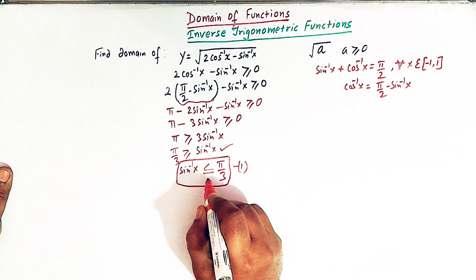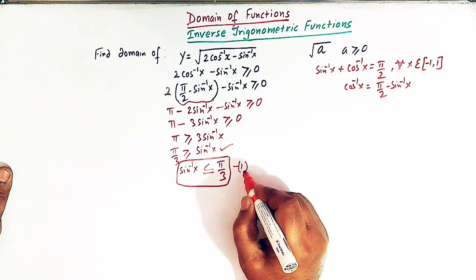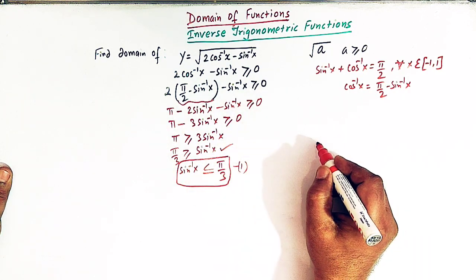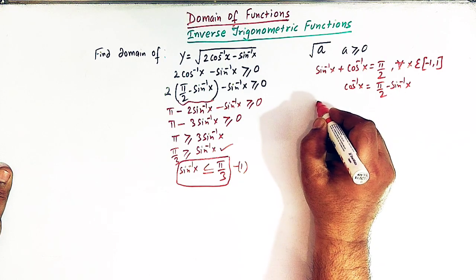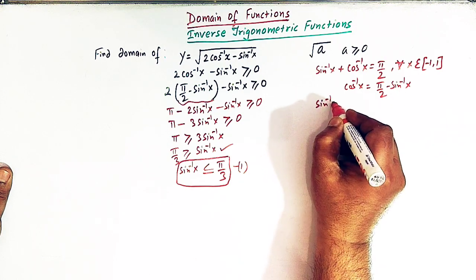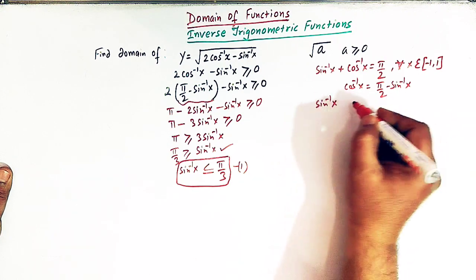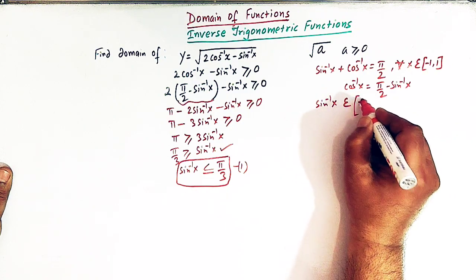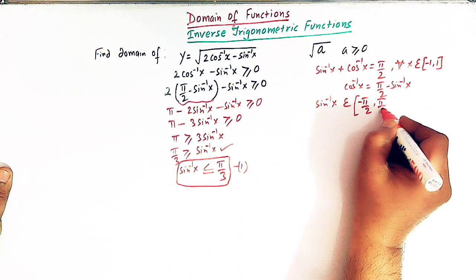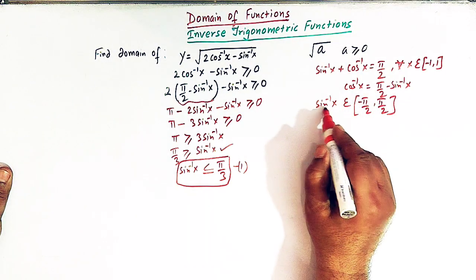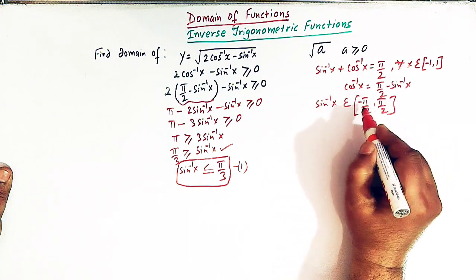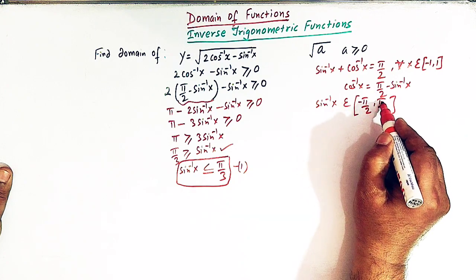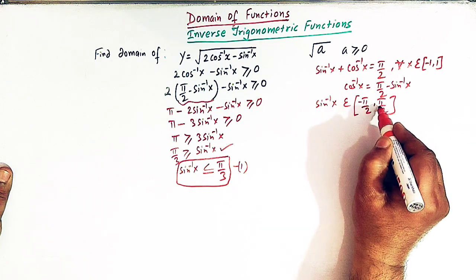Now let us use one more important result from inverse trigonometric functions, that is, the range of sine inverse x belongs to the interval minus pi by 2 to pi by 2. So sine inverse x must lie between minus pi by 2 and pi by 2, including both these numbers.